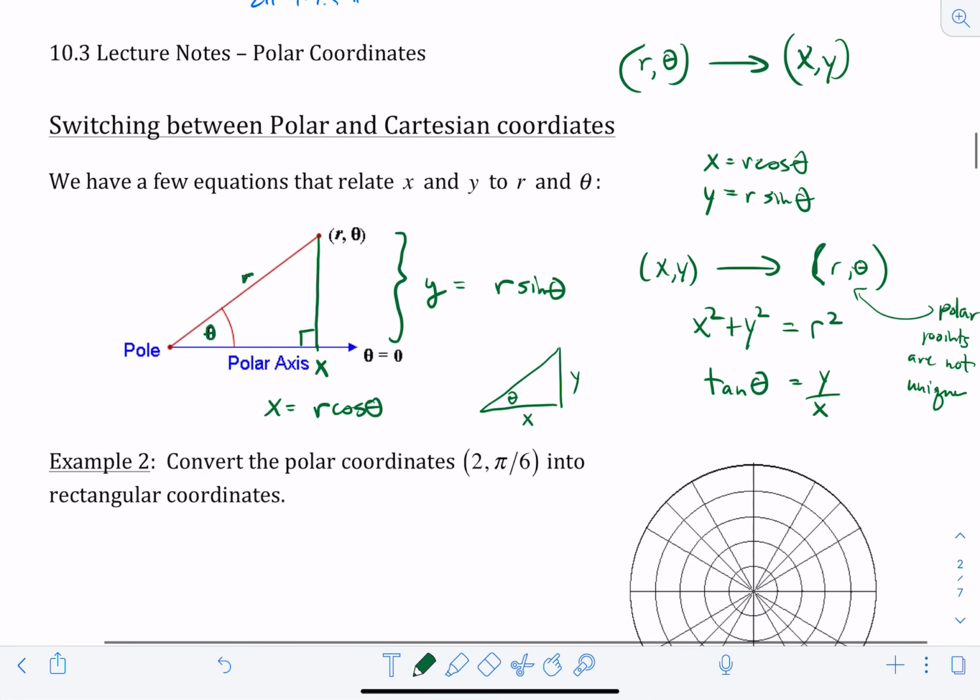So that's a quick description. Let me end this now, and then I'll do some examples in a second.